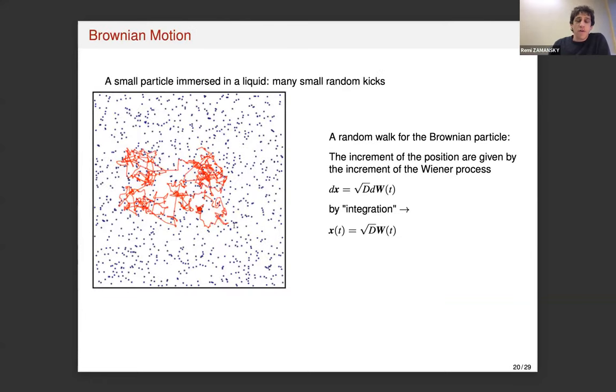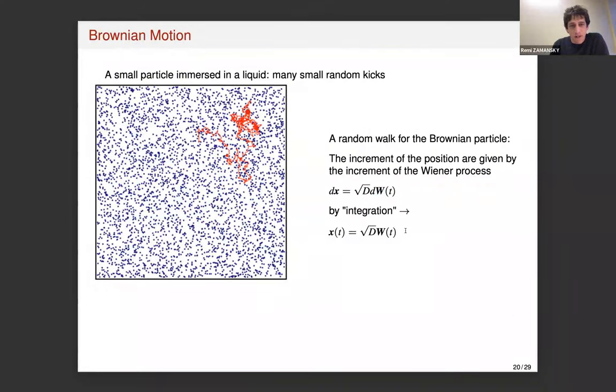Now for the modeling, a very basic Brownian motion, which I think goes back to Einstein and Perrin. We can have a small bit of pollen in a liquid, and it experiences random motion. The path of that little bit can be modeled with the Wiener process: the increment of the position is given by the increment of the Wiener process, and if you integrate, you have what mathematicians call a Brownian motion. Here you have an example.